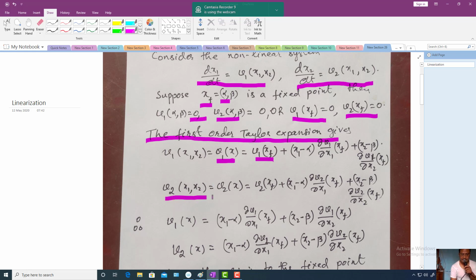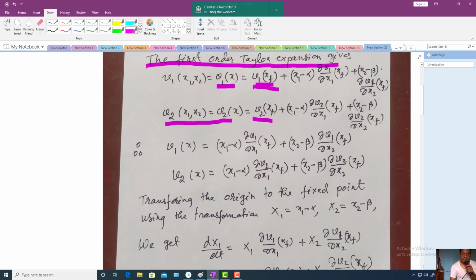Similarly for v2 you can write v2(x) equal to v2(xf) plus (x1 minus alpha) del v2 by del x1 at the point xf plus (x2 minus beta) del v2 by del x2 at the point xf. Again, at a fixed point v1(xf) is equal to 0 and v2(xf) is equal to 0. So after simplifying you get v1 equal to (x1 minus alpha) del v1 by del x1 at xf, that means this partial derivative is evaluated at the fixed point, plus (x2 minus beta) del v1 by del x2 at xf. Similarly you get this equation.